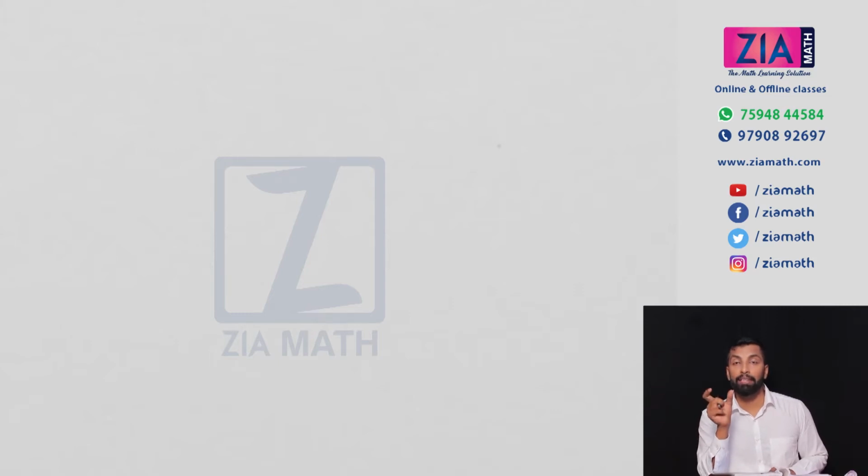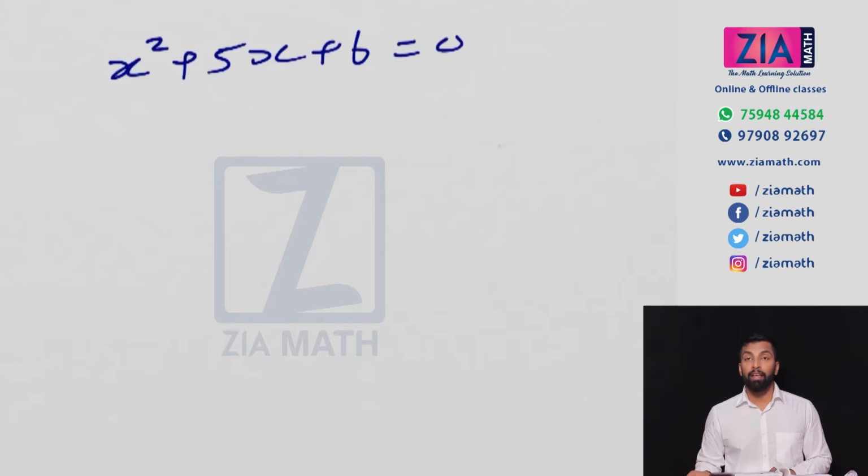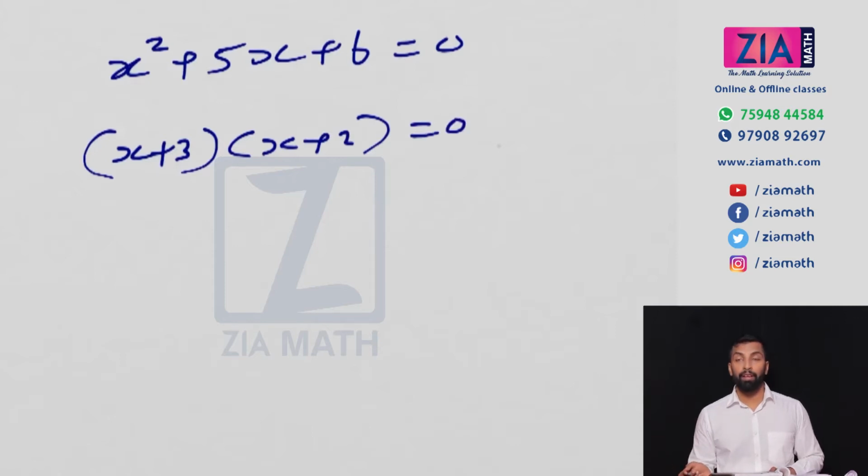We are going to split the middle term, so we are going to use the method of splitting the middle term to factorize the quadratic equation. Now once you can factorize, let's suppose the same quadratic equation x square plus 5x plus 6 is equal to 0. If you can factorize and write it as x plus 3 into x plus 2 is equal to 0, we had done this discussion already.